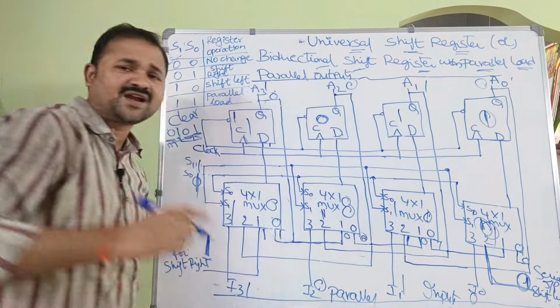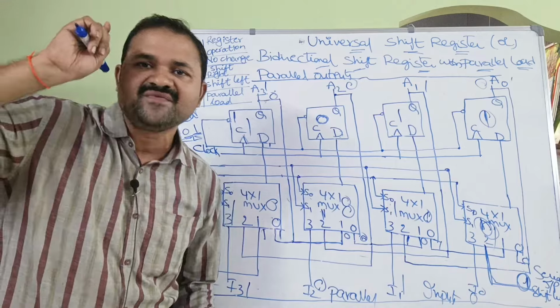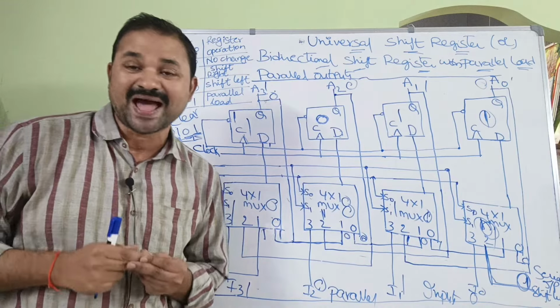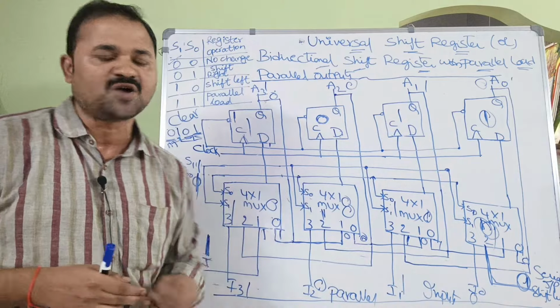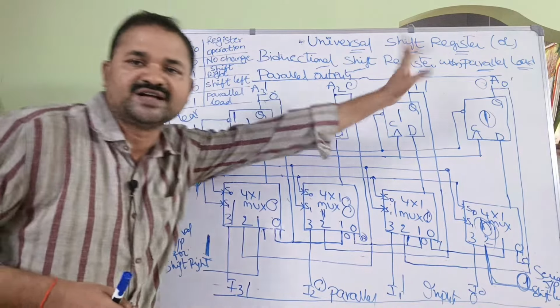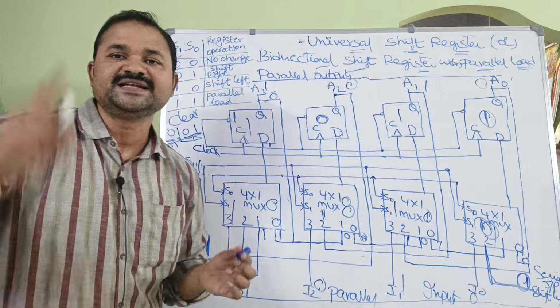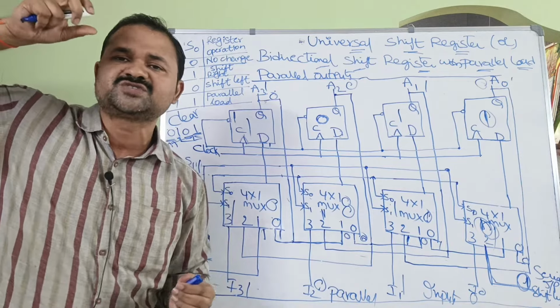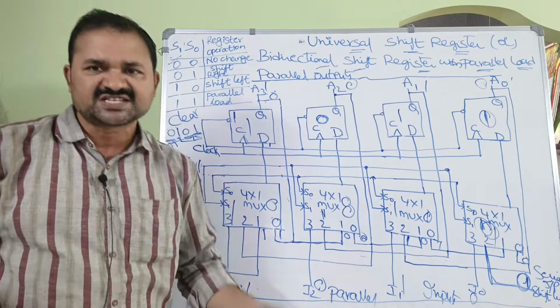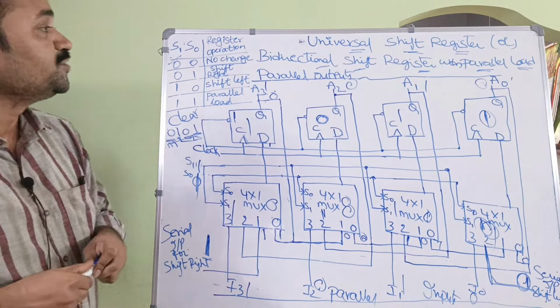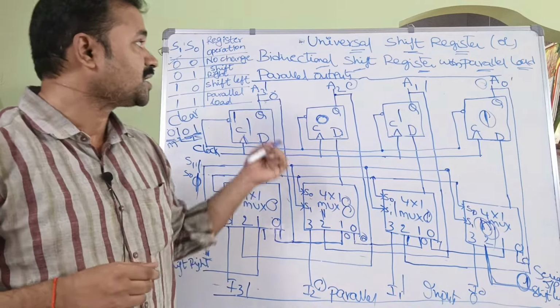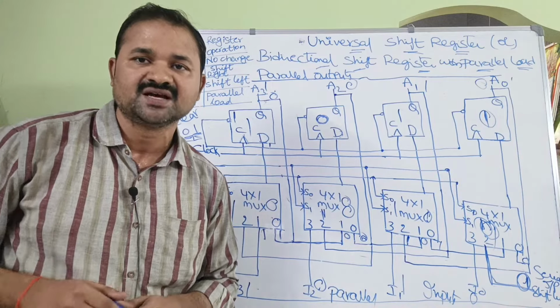How many clock pulses are required? We require only 1 clock pulse per parallel load. So we pass the inputs, apply the clock pulse, and we get the output 1 0 1 0. Parallel load requires only 1 clock pulse for loading the data, whereas for shifting we may require 3 more clock pulses. So this is about the universal shift register, or bidirectional shift register with parallel load.